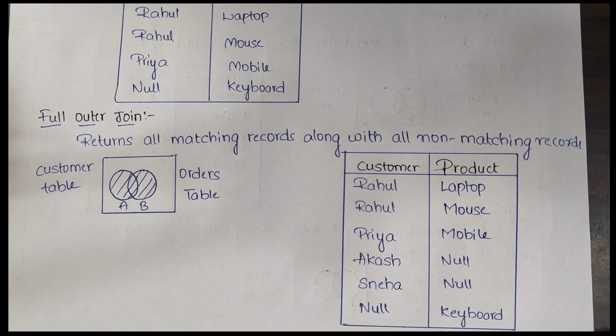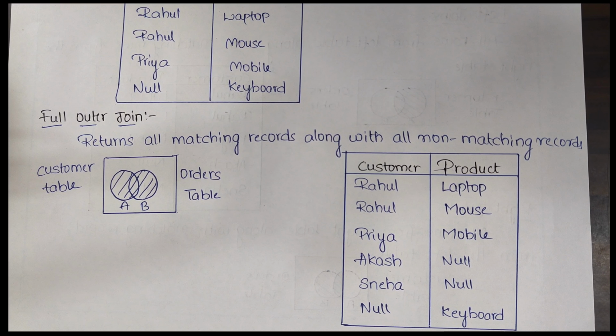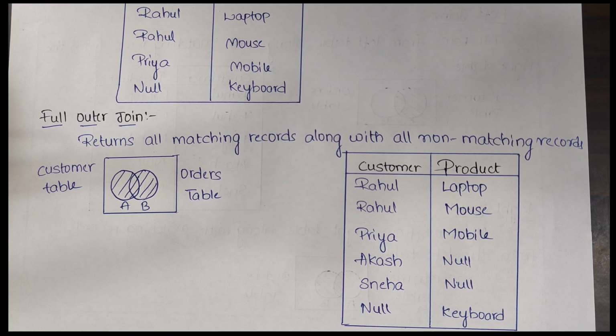In this we understood that inner join returns only matching records, left join returns all records from the left table and matching records from the right table. Right join returns all the records from the right table and matching records from the left table, completely opposite to the left join. Full outer join returns all matching and non-matching records. Yeah, this is all about SQL joins.